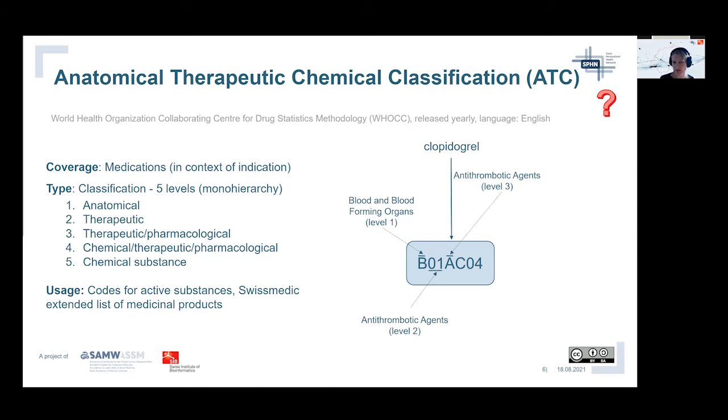So it's an antithrombotic agent. On level 3, we have the same information. It is a platelet aggregation inhibitor. And 04 then really specifies which substance. So just to illustrate to you how the code works in ATC.